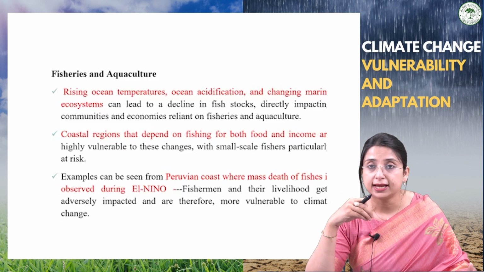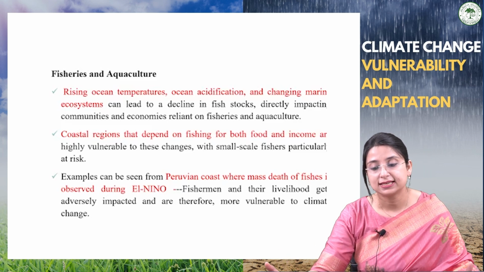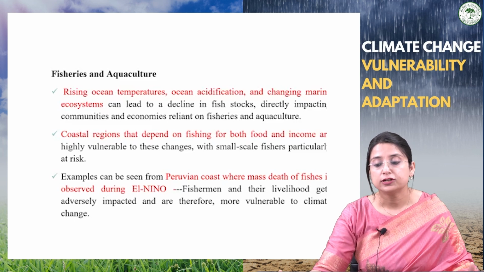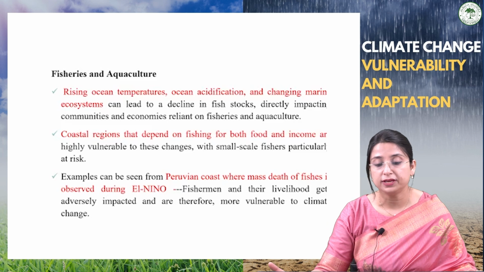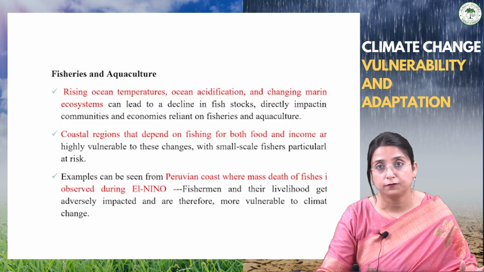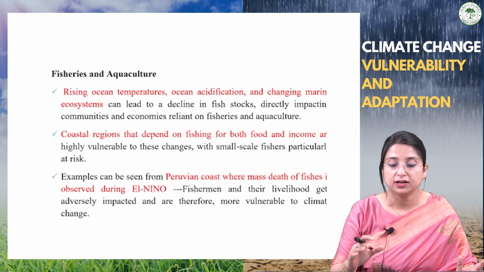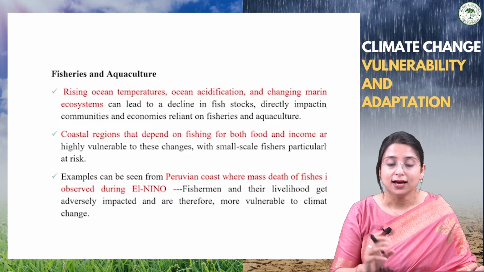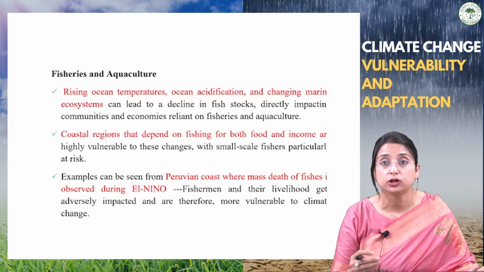So fisheries and aquaculture, that is a climate sensitive economy. Rising ocean temperature, ocean acidification and changing marine ecosystems will surely lead to a decline in the fish stocks, directly impacting the communities which are dependent on fishing, or the economies which are reliant on fisheries and aquaculture. The coastal regions that depend mainly on fishing, or the communities residing around these water bodies, are mostly dependent on fishing for their own food and even for their income also. So they are highly vulnerable to these changes. Mainly the small scale fishermen are particularly at risk.